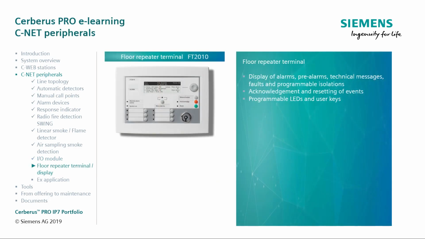Now let's look at the floor repeater terminals and floor repeater displays. The floor repeater terminal is used to make displaying and operating the fire protection system easier across the coverage area. It is on the CNET and can be supplied via the loop or using an external source. The visibility, user keys, and 6 LEDs can all be configured.